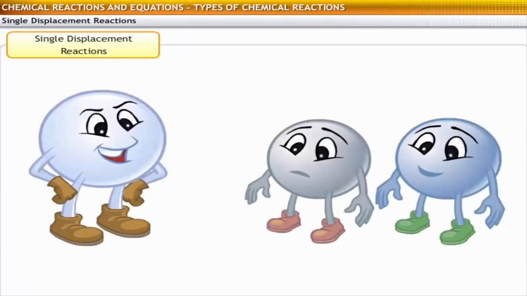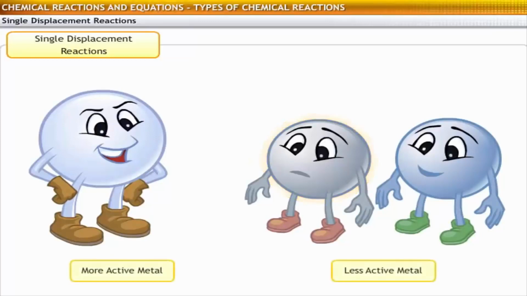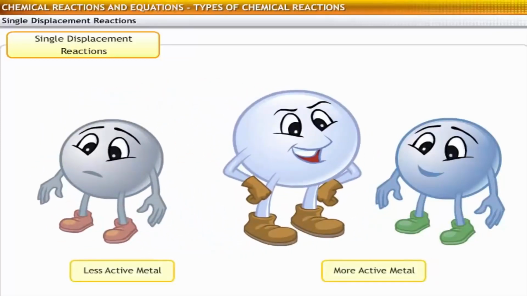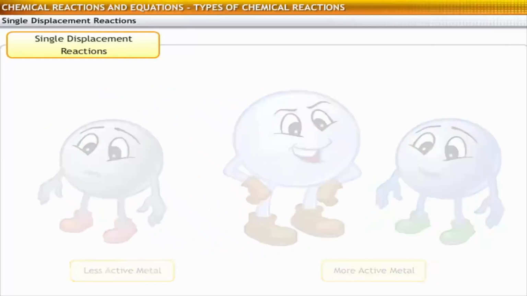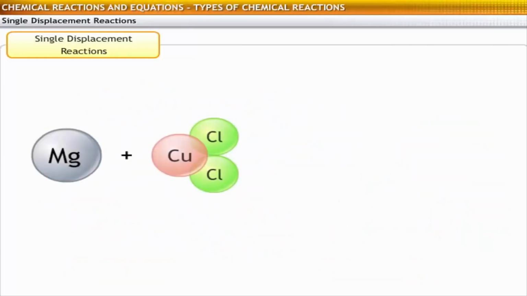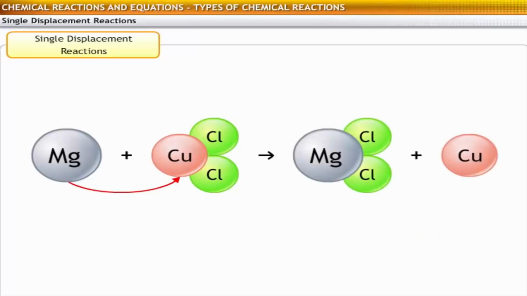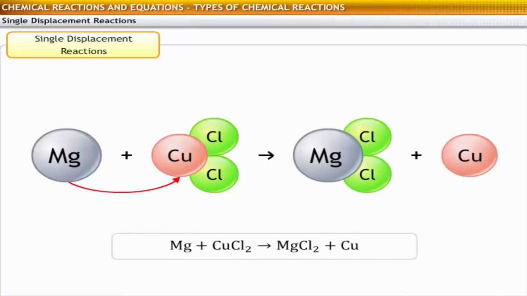Generally, in a single displacement reaction, a less active metal is displaced by a more active metal. For example, in the reaction of magnesium with copper chloride, magnesium takes the place of copper to form magnesium chloride. It is important to note that in a single displacement reaction, one of the reactants is always an element.